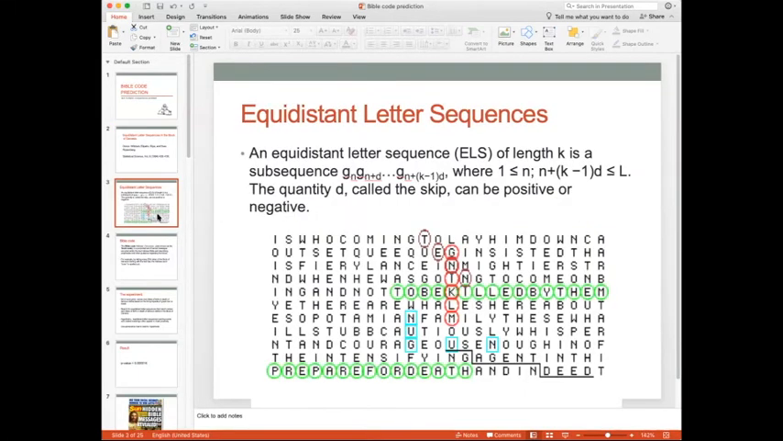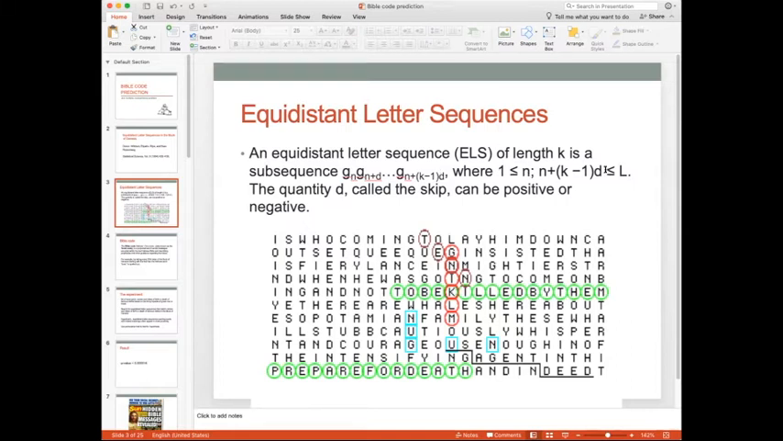So let's first look at the equidistant letter sequence. So what is an equidistant letter sequence? An equidistant letter sequence, ELS, of length k is a subsequence g_n, g_(n+d), up to g_(n+(k-1)d): the nth letter, then the (n+d)th letter, all the way to the last one, which is n plus k minus 1 times d, where the letters are in some range.